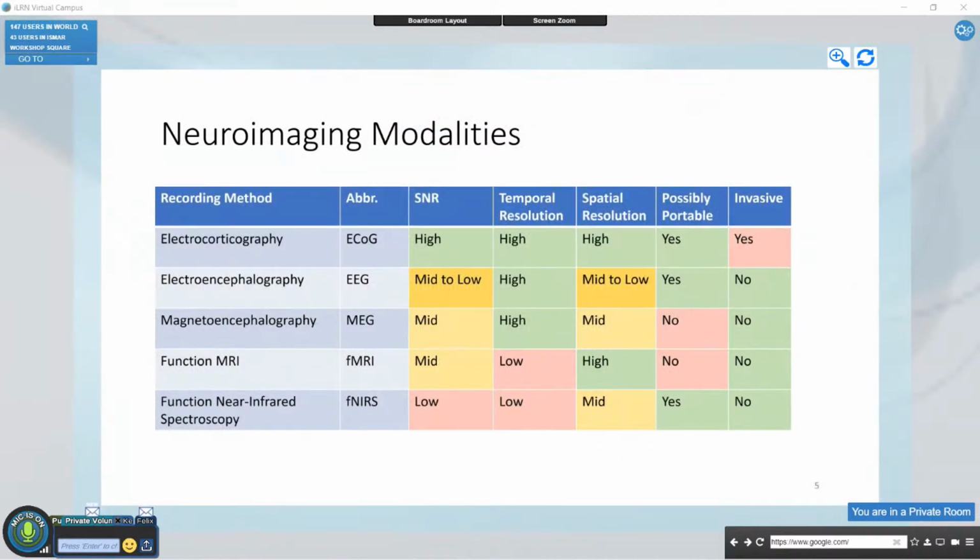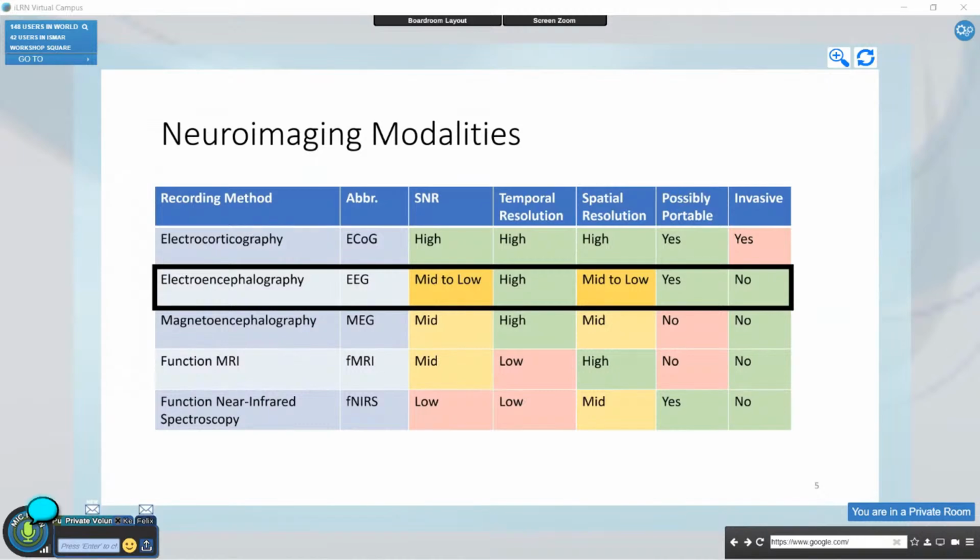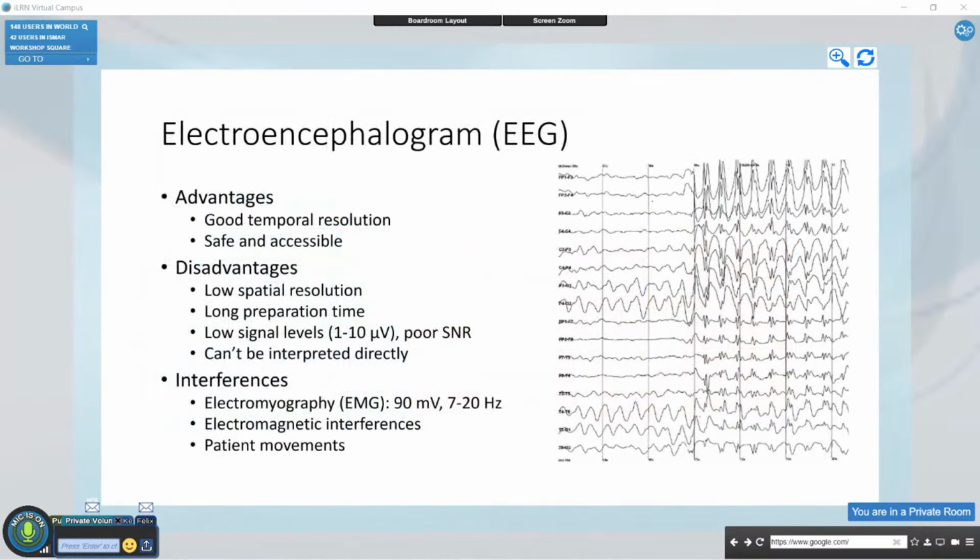Now, as you know, there are many modalities available to us: ECoG, EEG, MEG, fMRI, fNIRS, and right now we are looking at EEG, for reasons that are fairly obvious to this crowd. Basically, it seems like the thing that's going to get us to interactive rates quickest. So we all know about EEG advantages. We have good temporal resolution, safe and accessible, but it has low spatial resolution and low signal levels, poor SNR, and interference from muscle movements or muscle activations is a very real problem for able-bodied users.